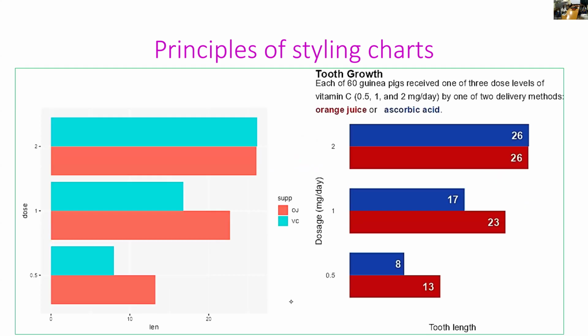Accessibility means that for people viewing the graph, it should be accessible to them. So I want you all to look at this graph carefully. I'll give you 30 seconds. On the x-axis is the dose of vitamin C, different doses. It could be given as orange juice or as ascorbic acid. So just look at this graph for some time. The y-axis is the length of the guinea pig's tooth. This is the different doses of vitamin C given by two different methods.